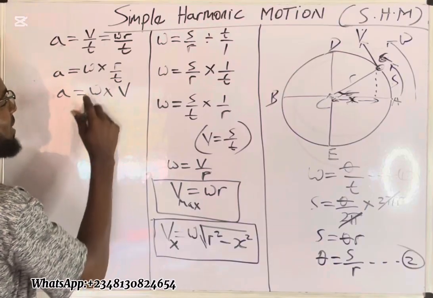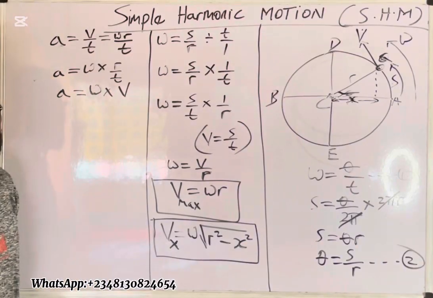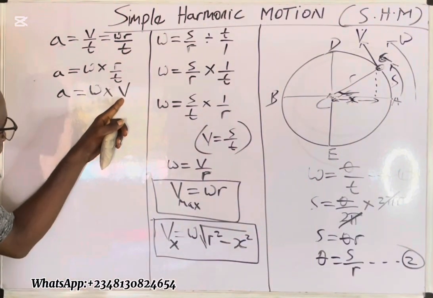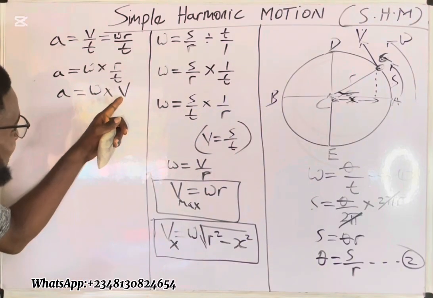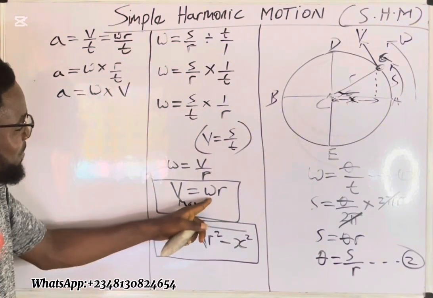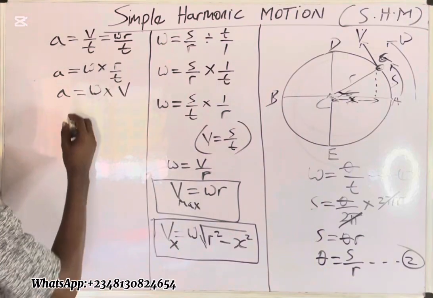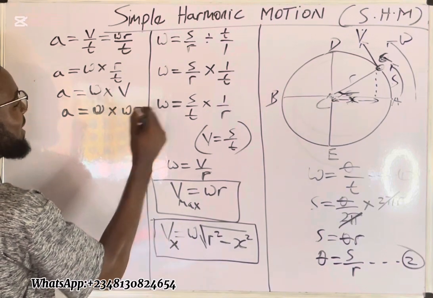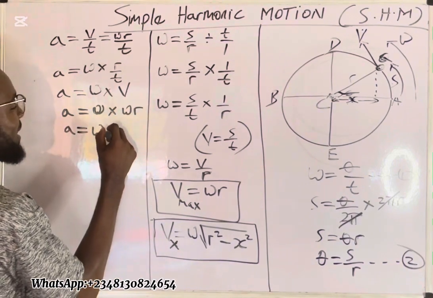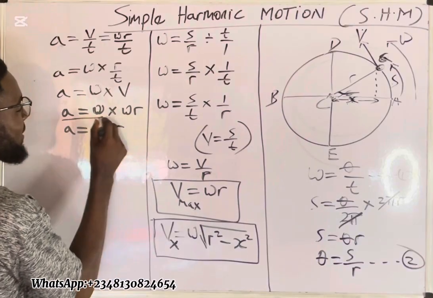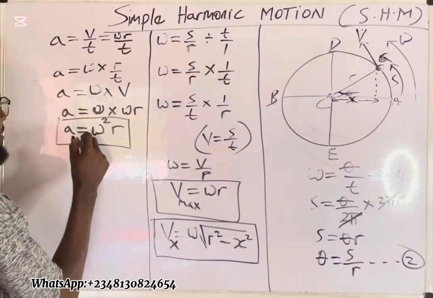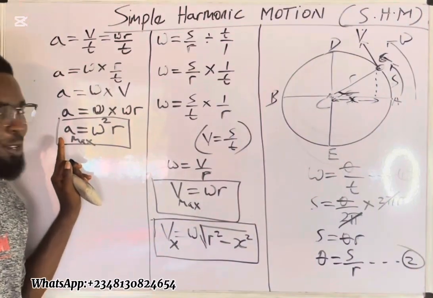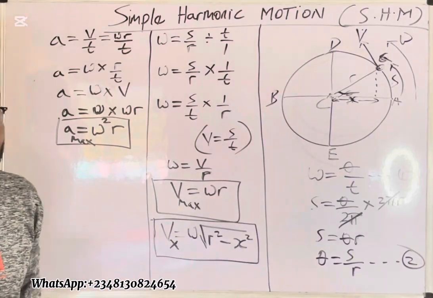That is angular speed times velocity. Okay, you're almost there. And what is the angular speed? What is the speed right here? Speed right here is omega times radius. So therefore, acceleration becomes omega times omega radius. That is, acceleration is equal to omega square radius. This is the maximum acceleration of a body observing circular motion.